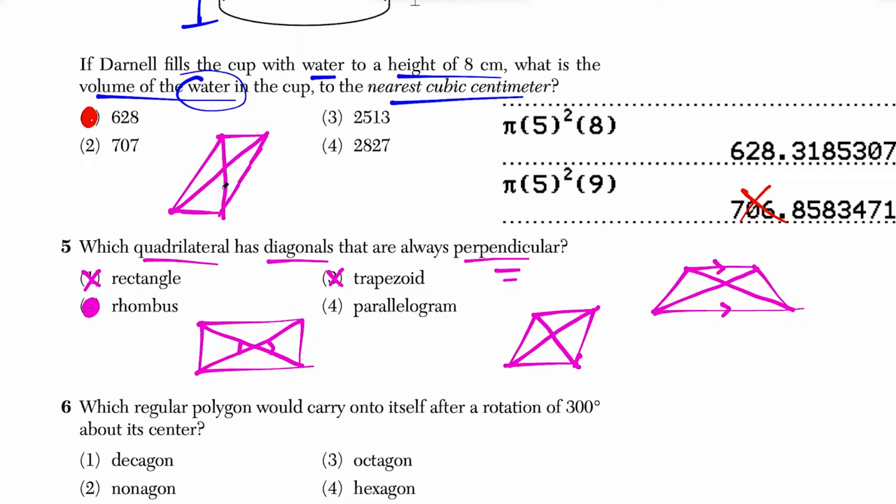And when we look at this, we've got to ask ourselves, do the diagonals intersect to form 90-degree angles? And you can see here that these two angles here are acute. So no, the parallelogram is not always going to give you perpendicular diagonals. The rhombus is our correct answer.